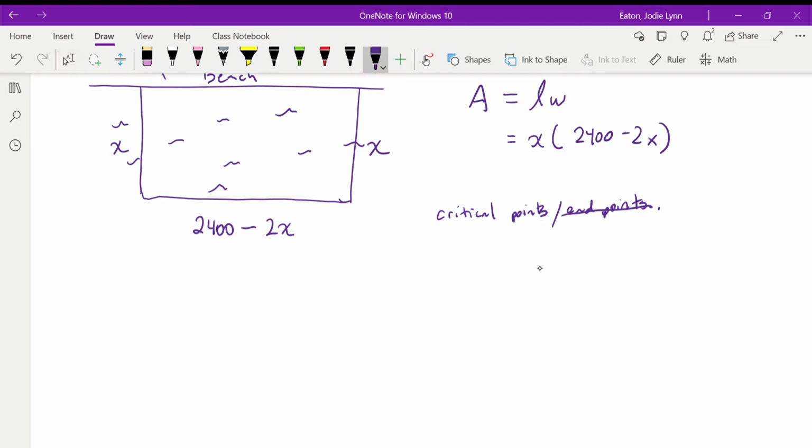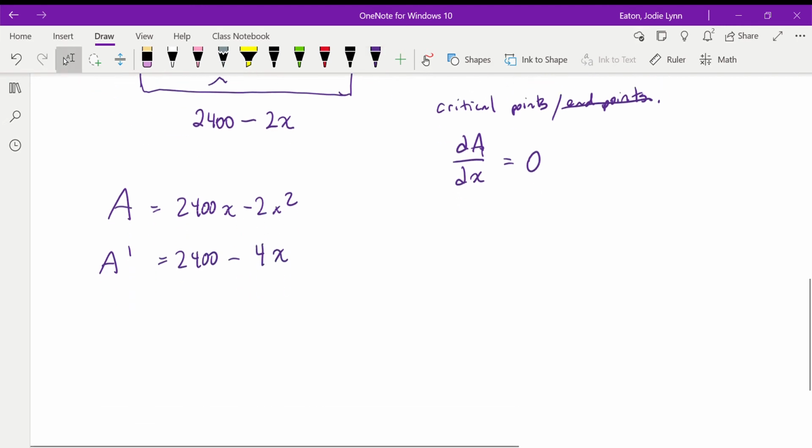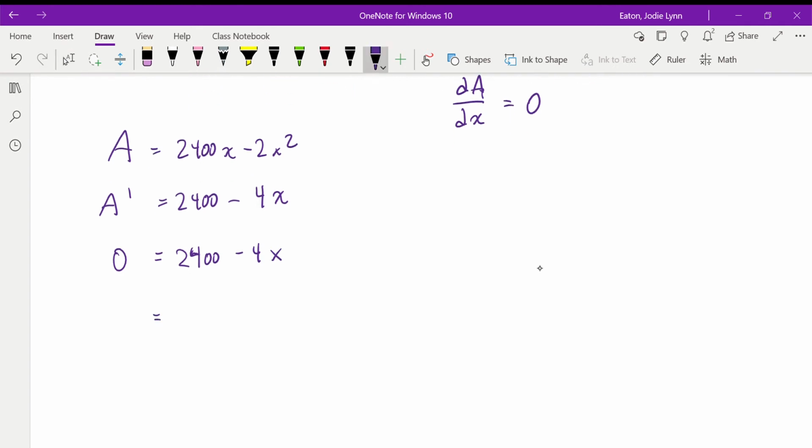We are now looking for the critical points, which means we're looking for places where dA with respect to dx equals 0. We're going to take the derivative of the thing we want to maximize with respect to the one variable that we've gotten it down to. So A is 2400x minus 2x squared. A prime is 2400 minus 4x. Let's set it equal to 0: 2400 minus 4x equals 0. And so x is going to be 2400 divided by 4. So x is 600 meters, and that will give us our optimal.